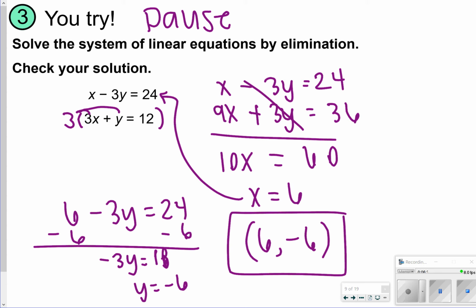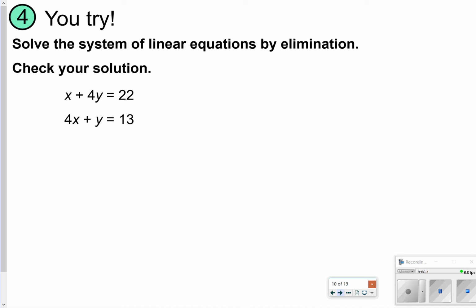Okay? It doesn't matter what you do to eliminate. Some of you might have multiplied the top one by negative 3. You should still be able to get the same solution as I am. I'm just trying it one way, but you can try it a different way and it'll still work out. Here's your next one, number 4.